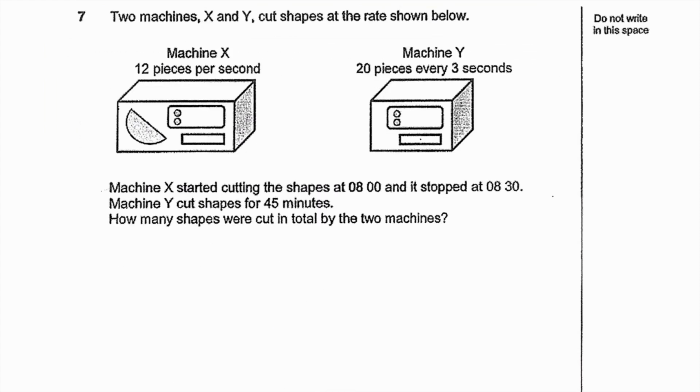Two machines X and Y cut shapes at the rate shown below. So X 12 pieces per second, Y 20 pieces every 3 seconds. That's a bit annoying, right? This is shown in a different rate. So per second would be a lot more useful, yeah?